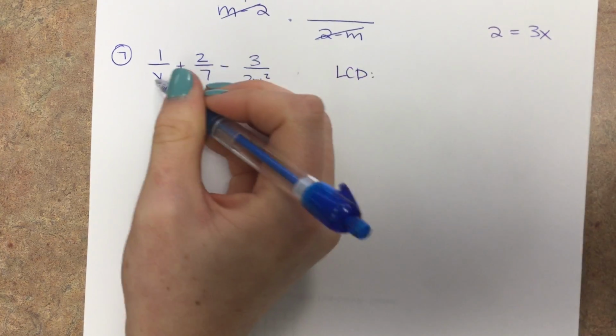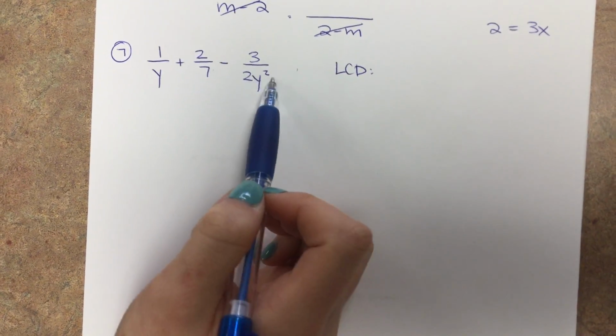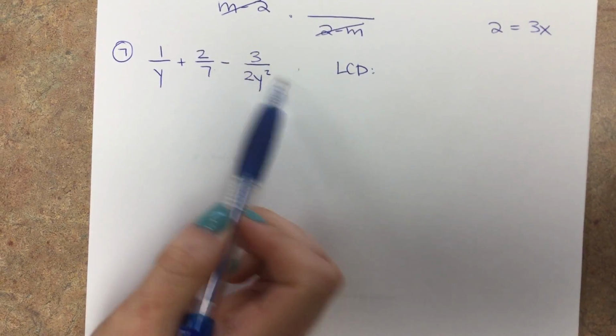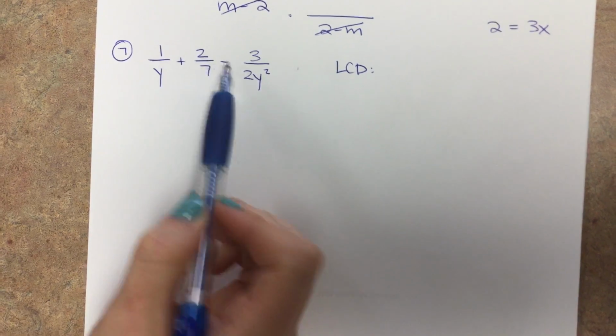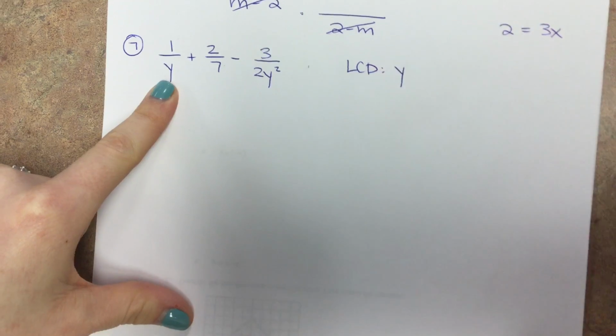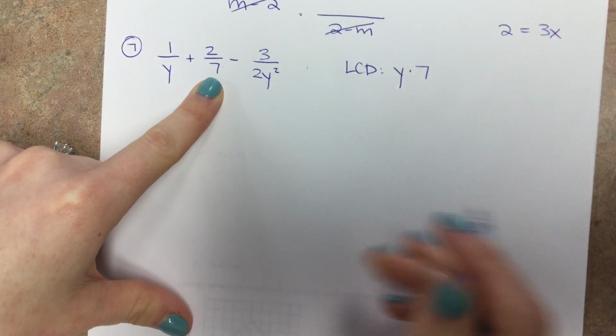So look at all the denominators, this one, this one, this one. My advice to you would be to move from left to right and just pick up all the pieces that you need, because the LCD needs to be at least as big as these 3 denominators. You need to have all of these pieces that you see right here. So because of this y, my LCD needs to have a y, right? Because of this 7, my LCD needs to have a 7.